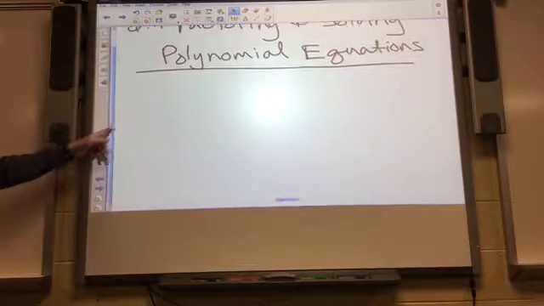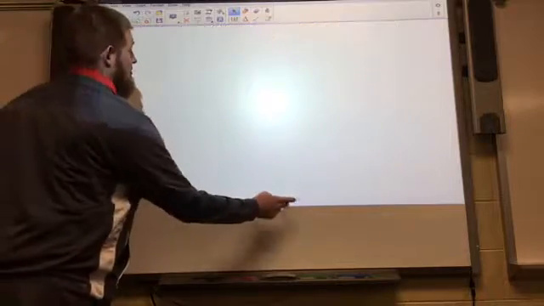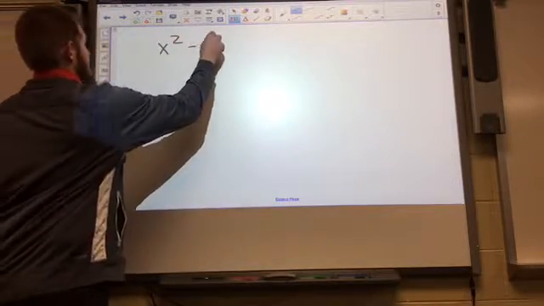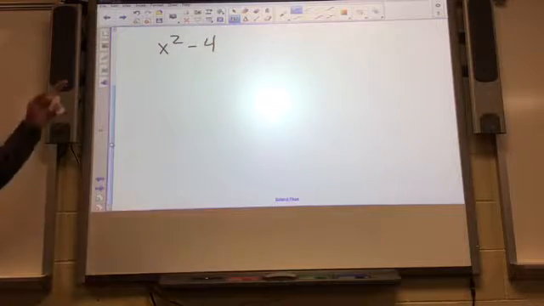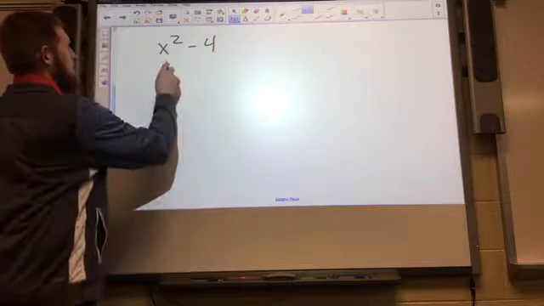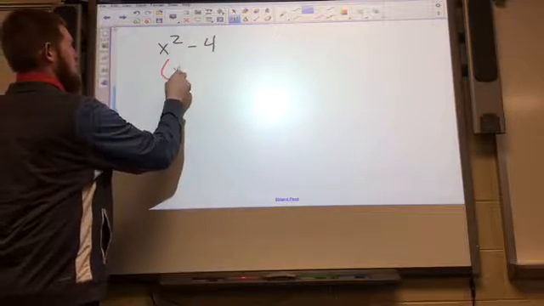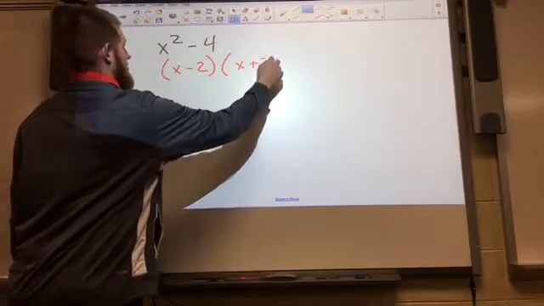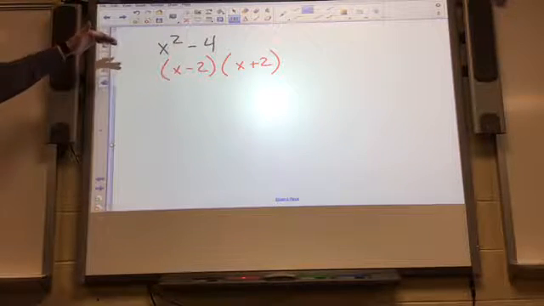Now we also have worked with difference of two squares, right? You guys remember difference of two squares? There was some of that on your assignment yesterday. Is this a difference of two squares? Yes. What would this factor to? x minus 2 times x plus 2.